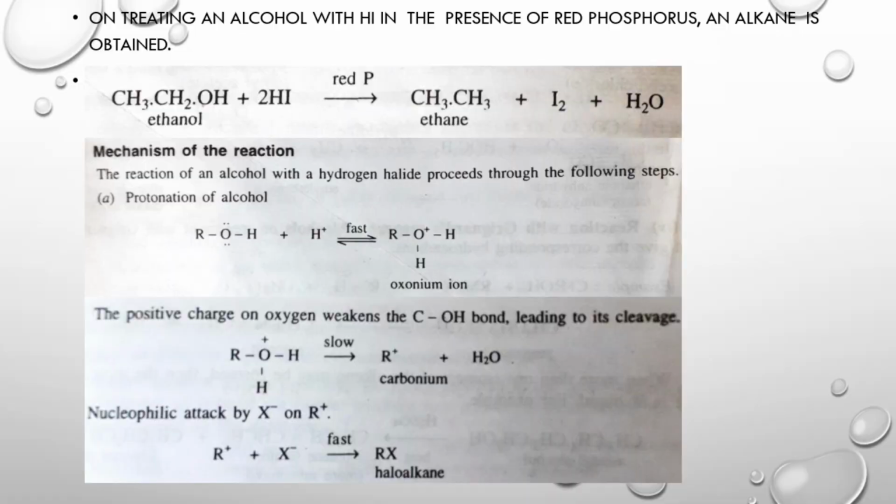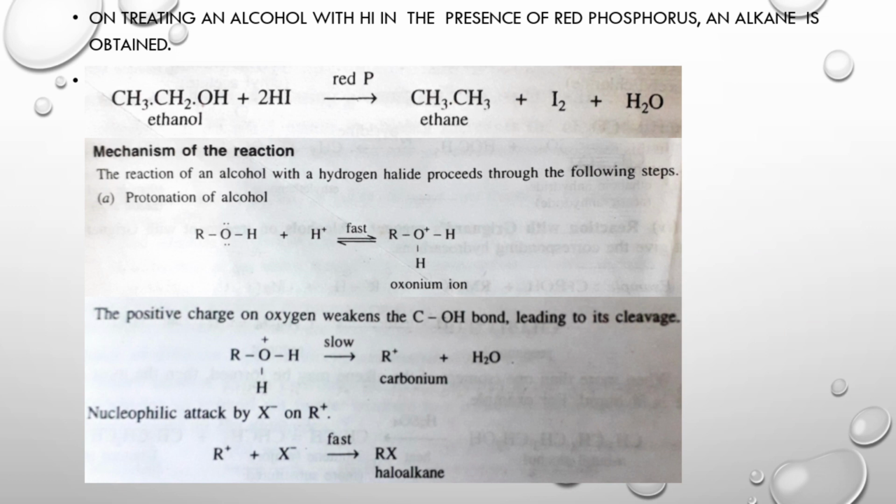it gives alkane. Here the primary alcohol, CH3CH2OH, ethanol, on treating with hydrogen iodide in the presence of red phosphorus, gives ethane plus iodine plus water. And the mechanism of the reaction is here. The reaction of an alcohol with hydrogen iodide proceeds in the following steps. Number one is the protonation reaction.